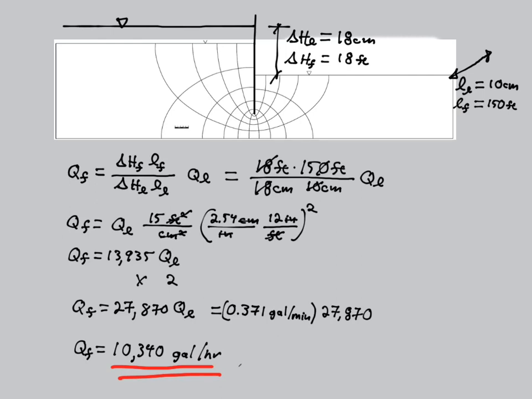Now, a lot of you computed a flow rate that was like a few gallons per hour, and you should know, it should have been obvious, I think, that in the field you're going to have more than a few gallons per hour flowing into the excavation. But that's how you do the problem. You just need to use dimensional analysis to get the answer. I hope this helps.